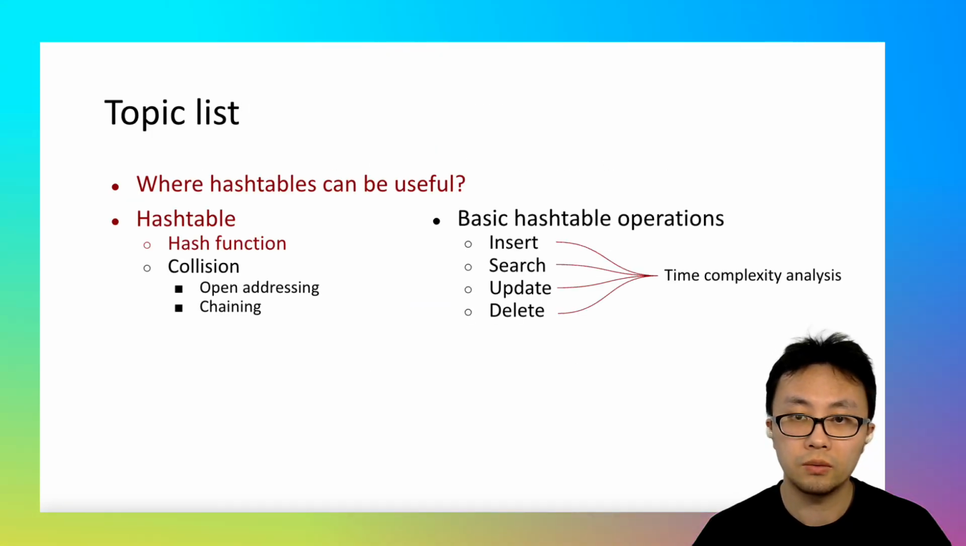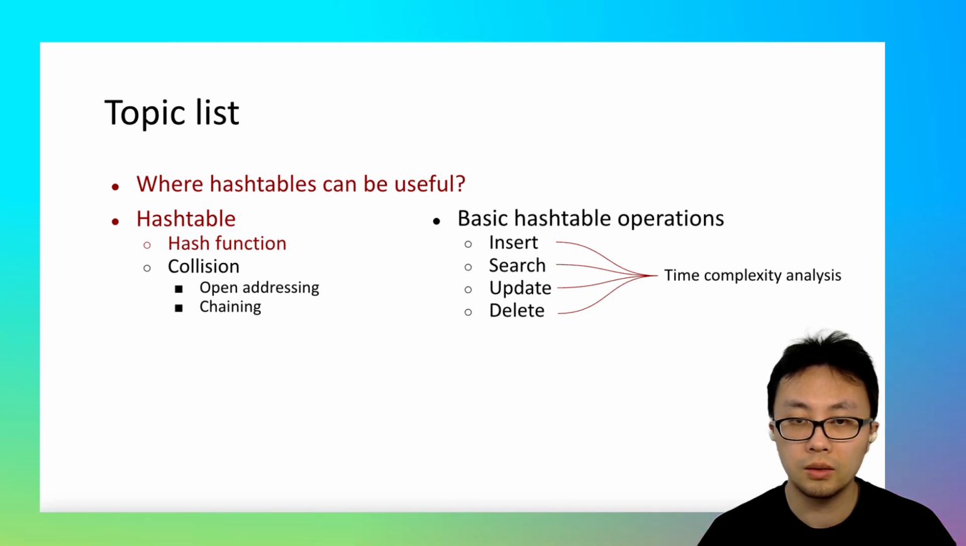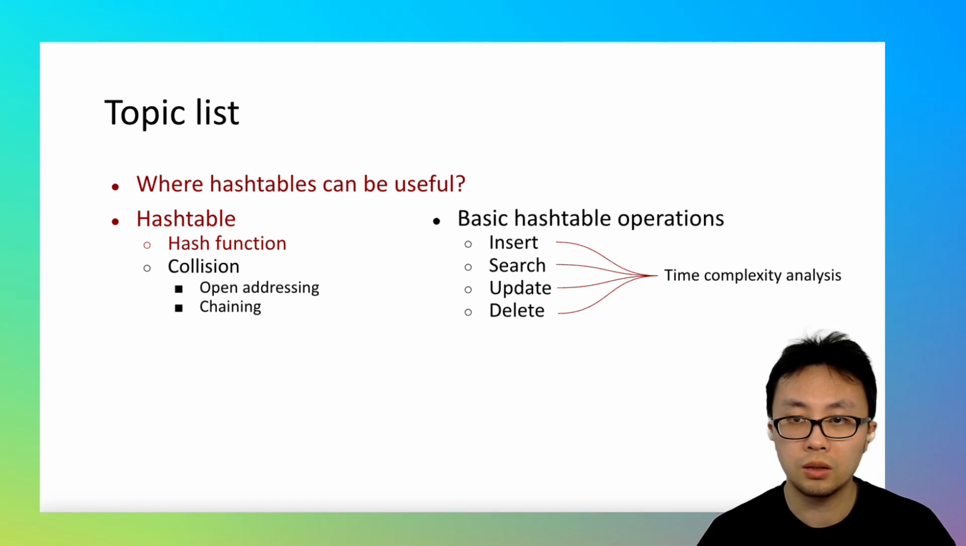Now, you understand where hash tables can be useful and what a hash function is. The next step is to learn about how hash tables handle collisions. In the next video, we will dive into one way to address collisions, open addressing, and we will use it to implement the basic hash table operations.